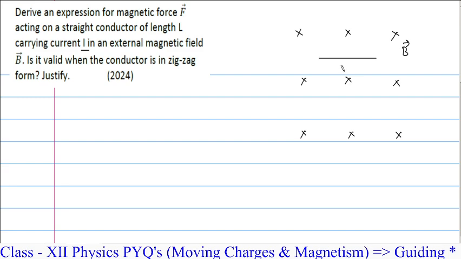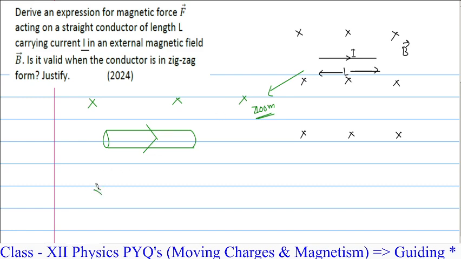The length of the conductor is L, and let the current flowing through the given conductor be I. So what is the expression for the magnetic force? Here, let us zoom into this particular conductor. The conductor will be in the form of a cylinder, and the current is flowing from left to right, and it is present in a uniform magnetic field B.